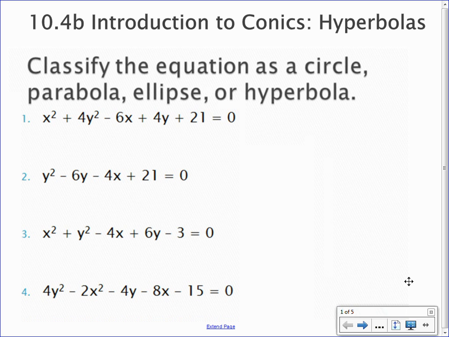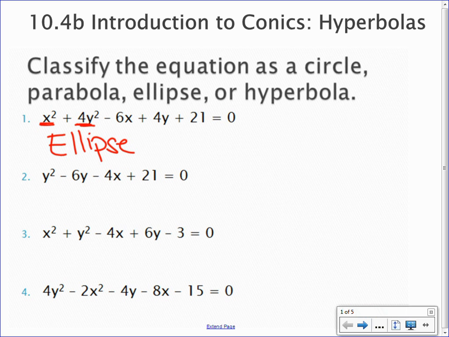So here we go. Let's look at these four equations. Number one, look at it. Think about it in your head. Anyone have an idea? An ellipse. Carl, I heard you first. Why is it an ellipse? Okay, first of all, we have x squared and y squared present. Second of all, they're both positive, so it's an ellipse.